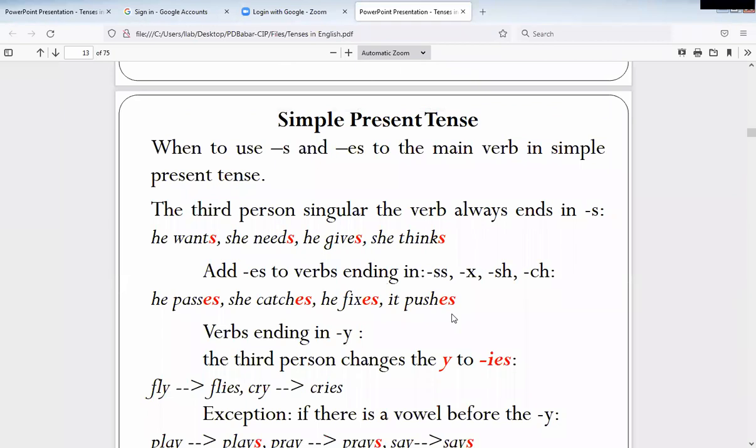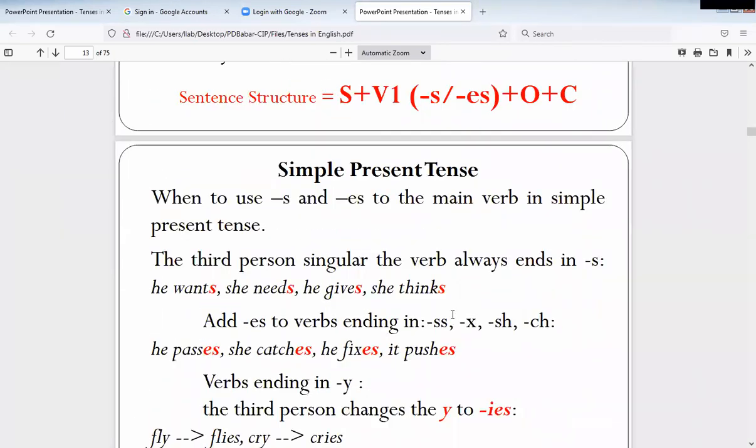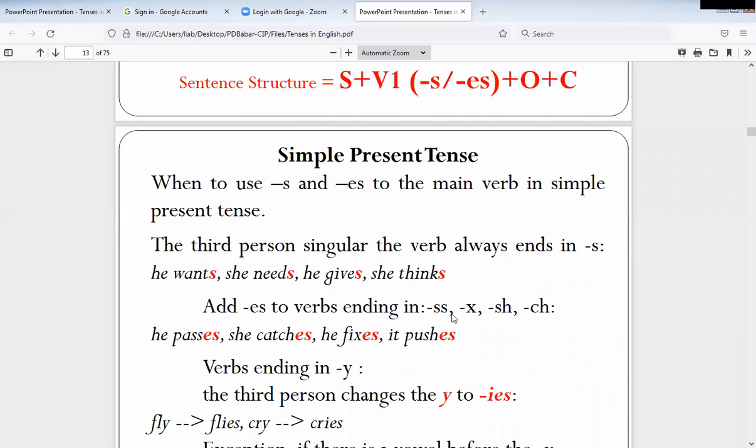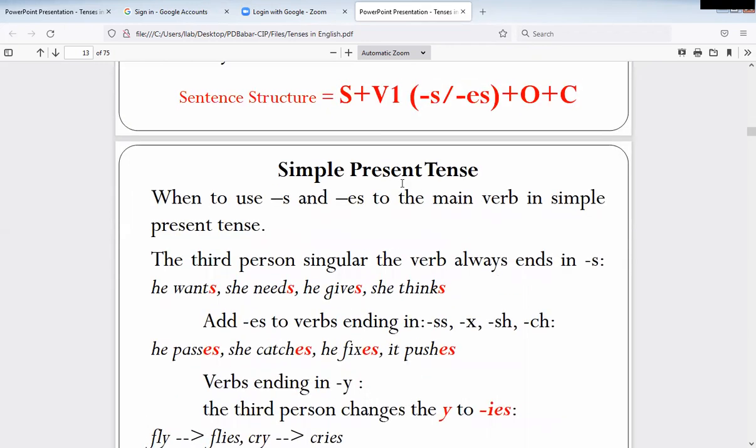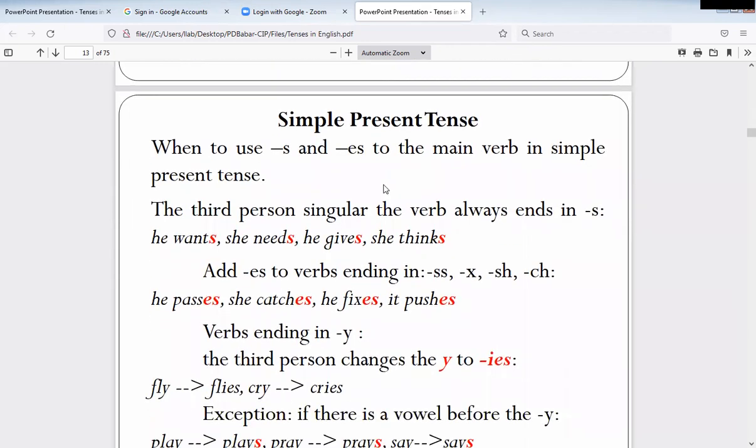We have covered up to this, so we will start with the next slide. In this slide they have told you when to use the S and ES suffix to the main verb, and that we are going to discuss in this lecture. So, when to use S and ES with the main verb in simple present tense, let's see.